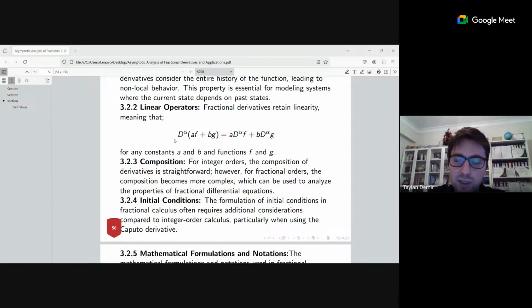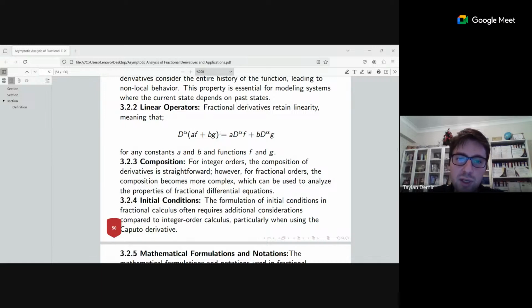For example, we can interpret it and relate it with the conformable derivative. But the conformable derivative is different. It was not included in my presentation. Maybe in the next workshops I can give a presentation about the conformable derivative.